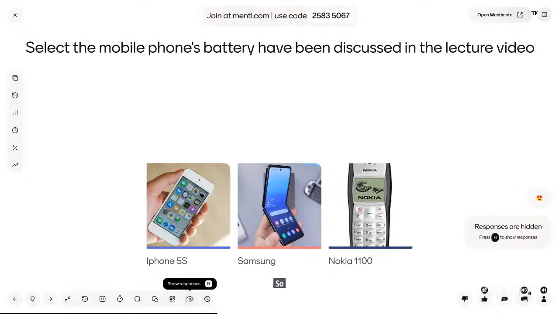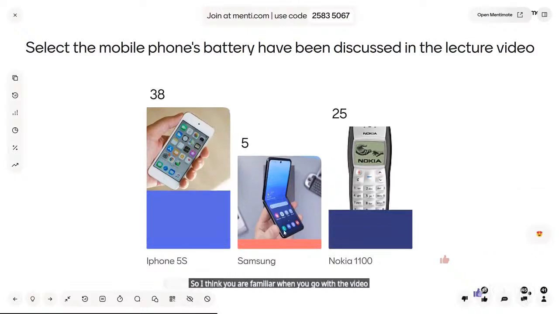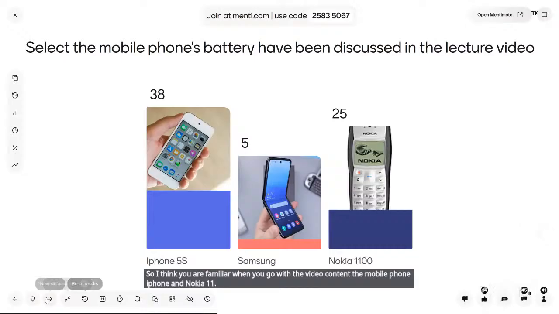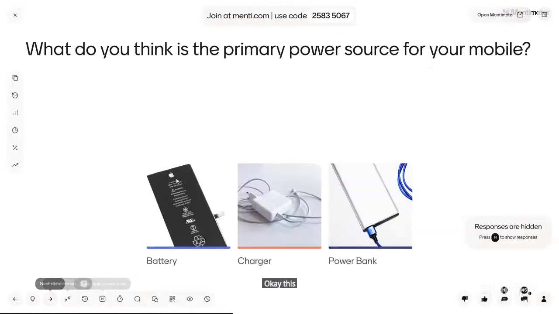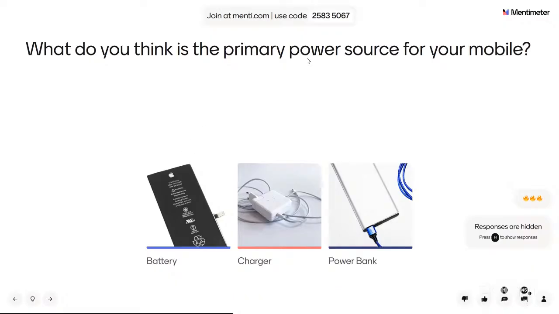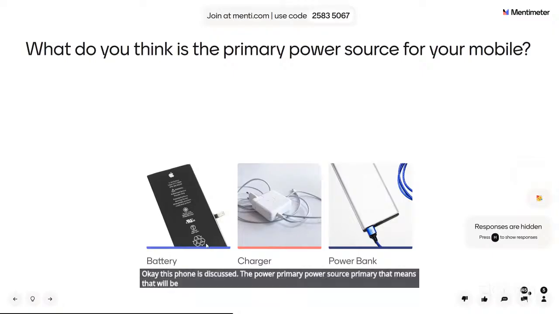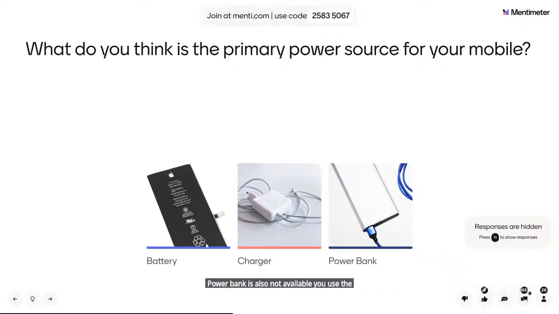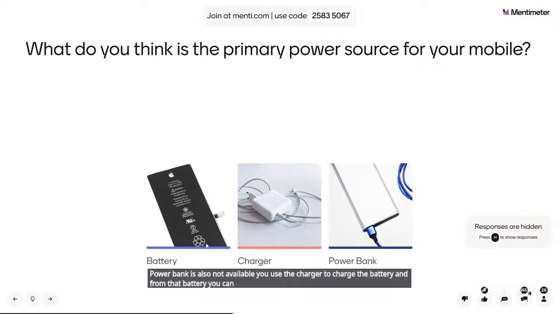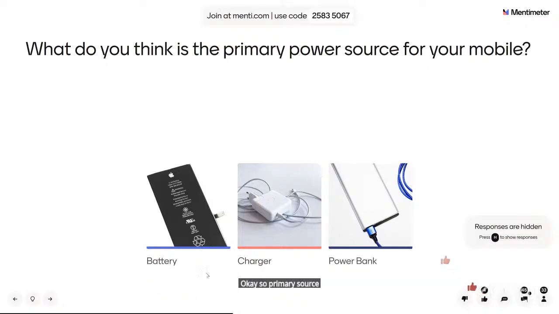So I think you are familiar with the video content: the mobile phones discussed are the iPhone and Nokia 1100. The primary power source, primary meaning mainly used, is the battery. If the battery is not available, we use the power bank to charge the battery. If the power bank is also not available, you use the charger to charge the battery, and from that battery the power is delivered to your mobile phone. So the primary source of the mobile phone is the battery.